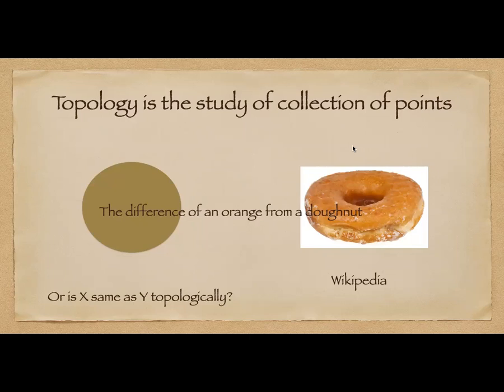Or if we take the letter X in the English alphabet, is it the same as the letter Y as a collection, a set of points, which make the topology of the system? Now we want to understand a collection of points using some aspects which will tell us how to classify or structure these points.